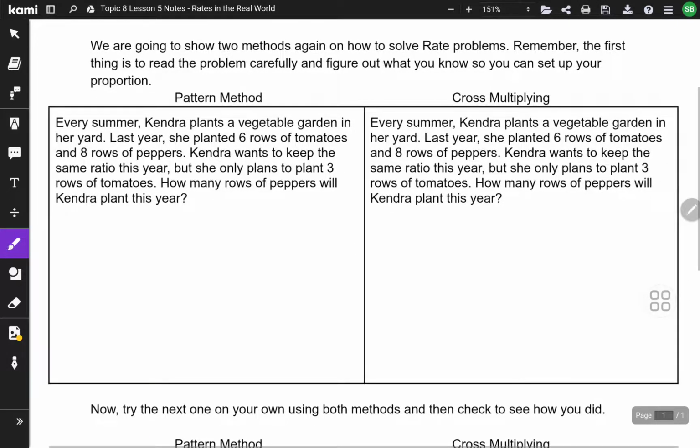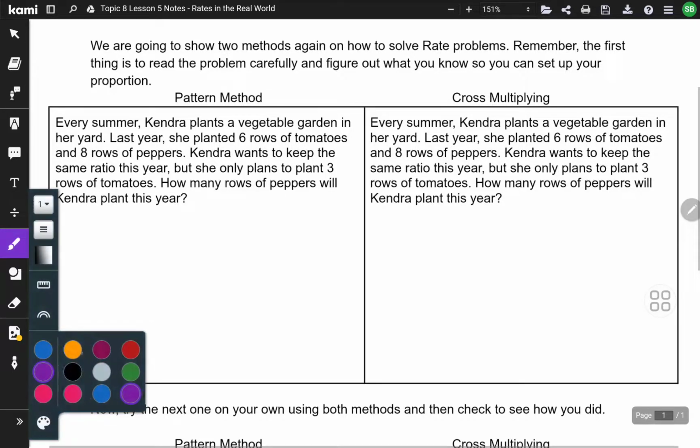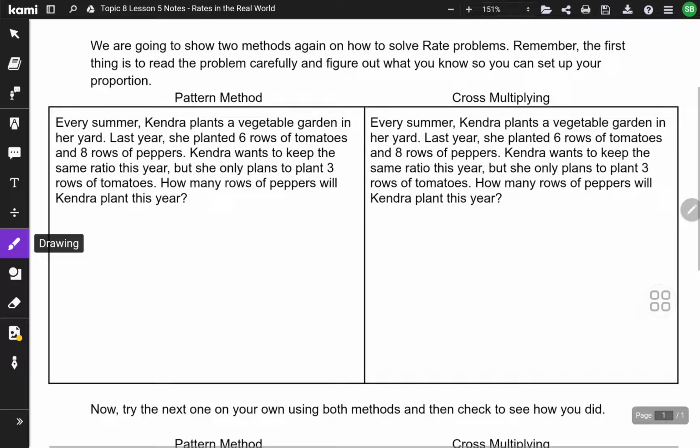So here I see every summer, Kendra plants a vegetable garden in her yard. Last year, she planted 6 rows of tomatoes and 8 rows of peppers. Kendra wants to keep the same ratio this year, but she only plans to plant 3 rows of tomatoes. How many rows of peppers can she plant this year?